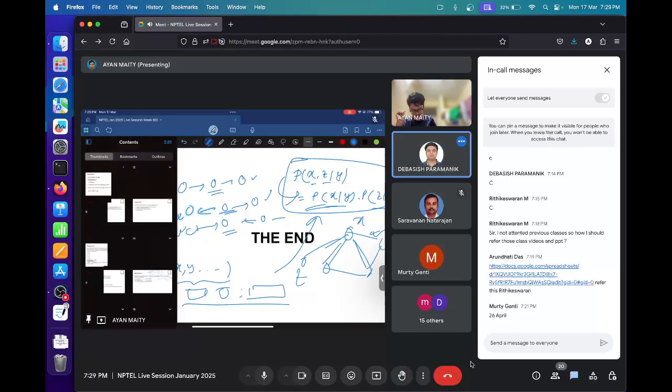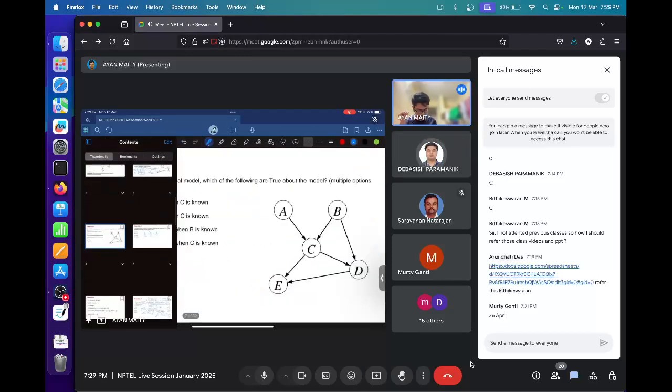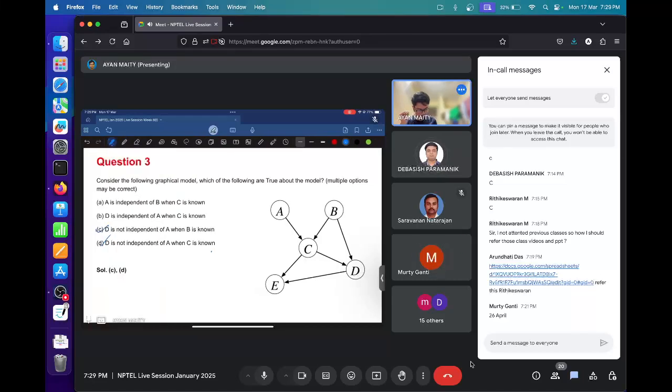So in this example, this is one path, irrespective of the direction of the edges. This is one path. You don't consider the direction of the edges while taking the path. Now, when you try to apply the separation rules, you have to consider these edge directions.